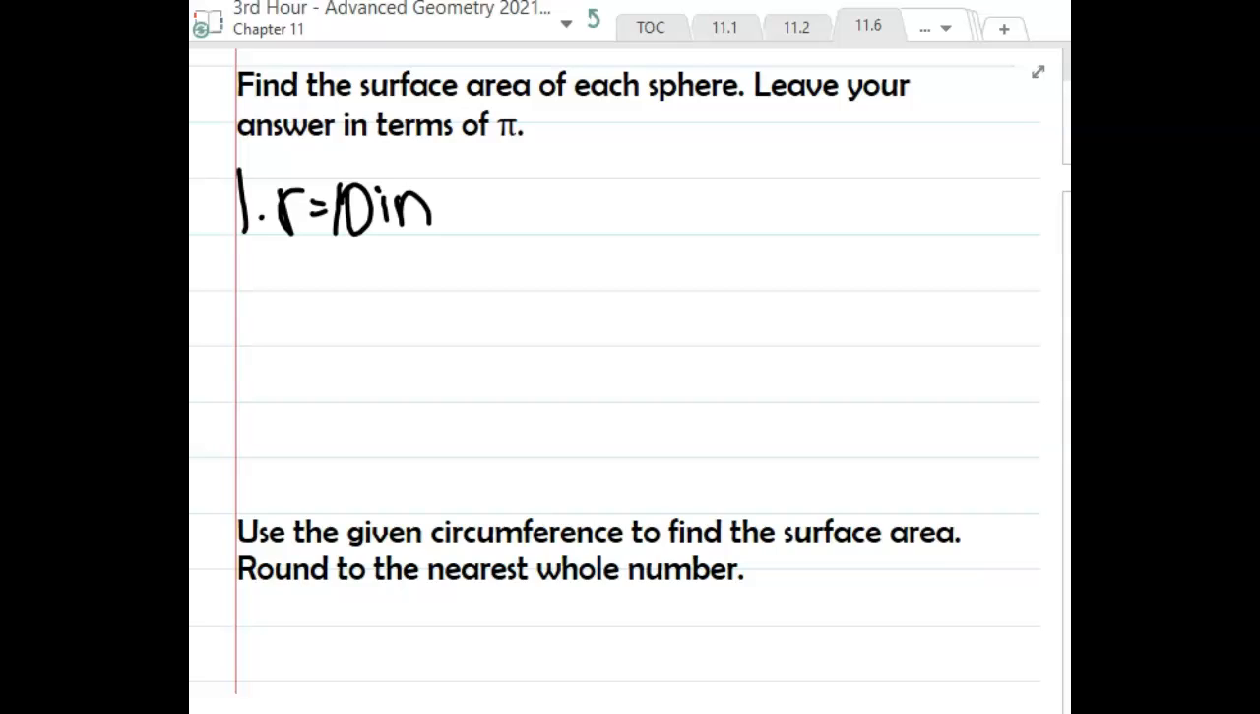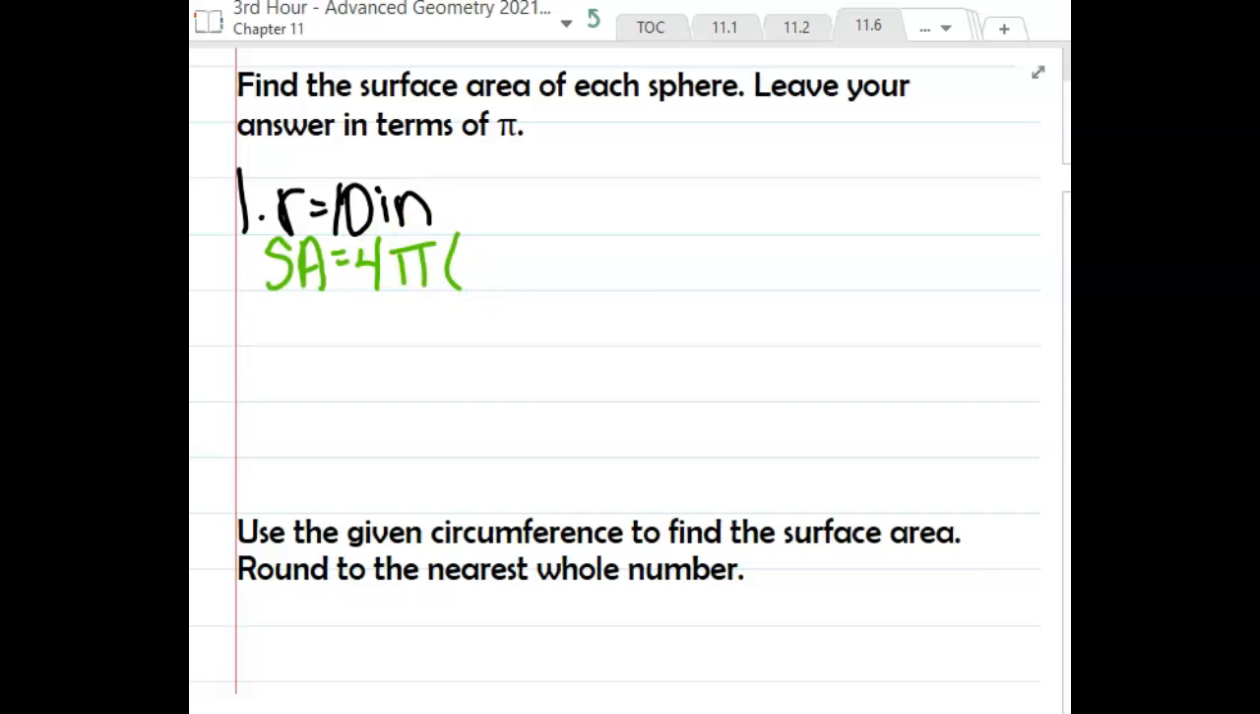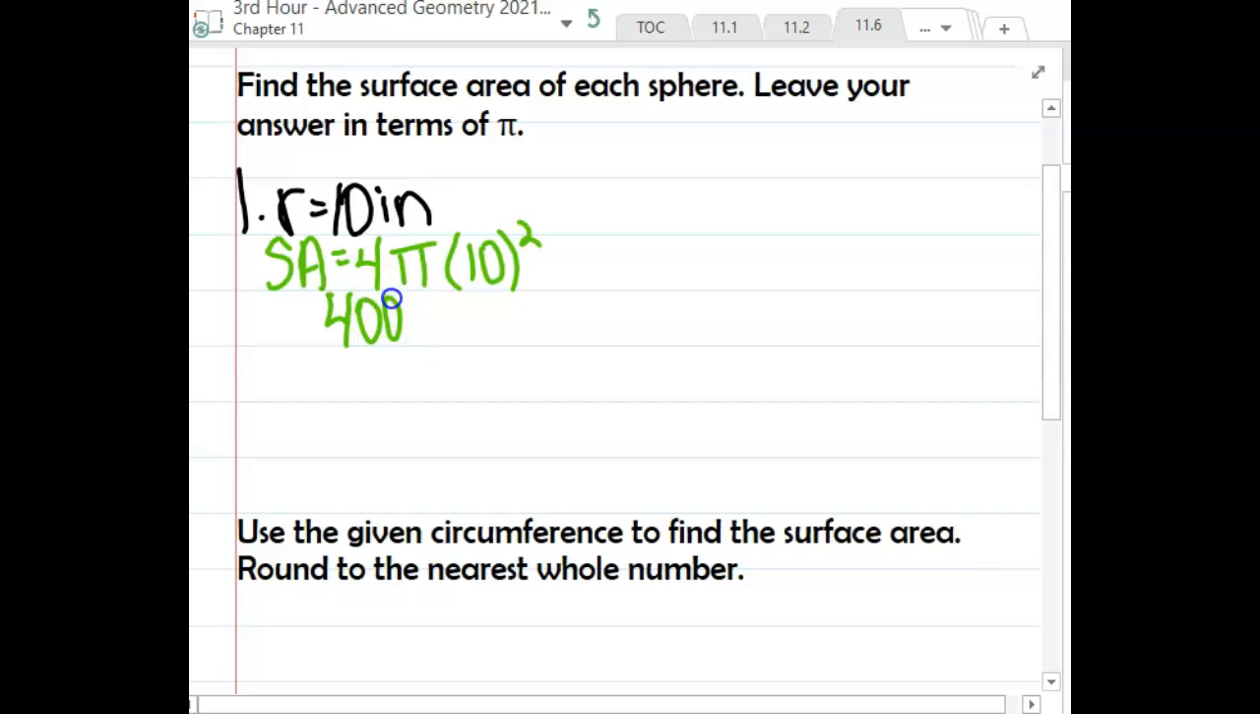All right, so surface area. To find the surface area of a sphere, the surface area is 4 pi r squared. So in this case, 4 times pi. They give me the radius. It is 10, so you do 10 squared. If you're doing it in multiple steps, make sure you do the exponents first. 10 squared, 10 times 10 times 4 would be 400 pi inches squared.